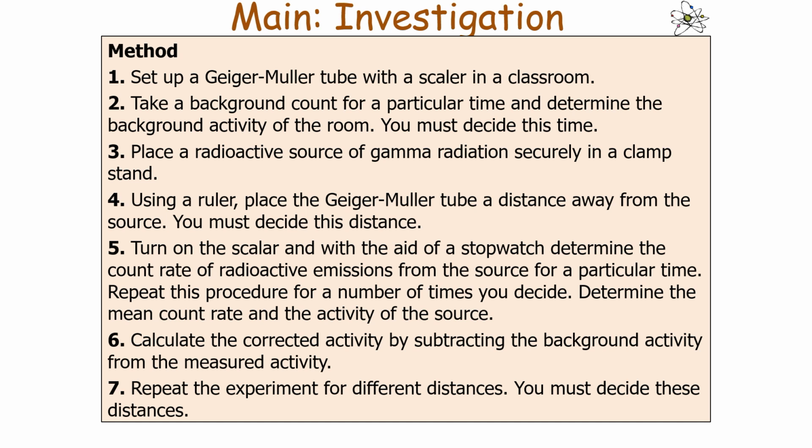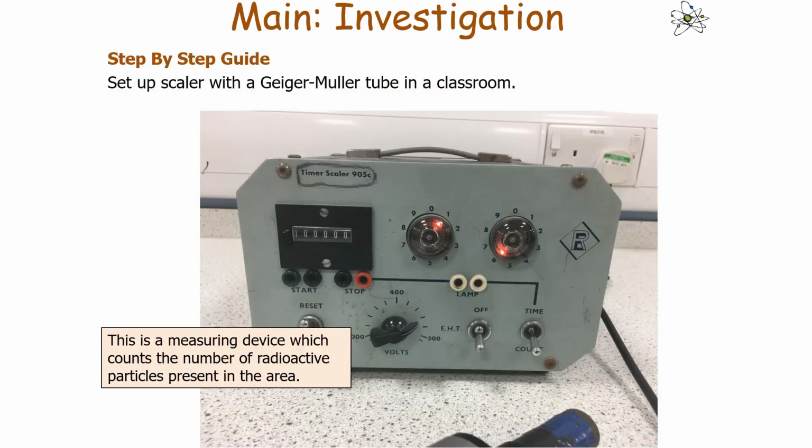You would then determine the mean count rate and the activity of the source. You would then calculate the corrected activity by subtracting the background activity from your measured activity of the source. You would then repeat the experiment for different distances from your radioactive source, but once again you must determine these distances. So let's have a look at what you've got to carry out.